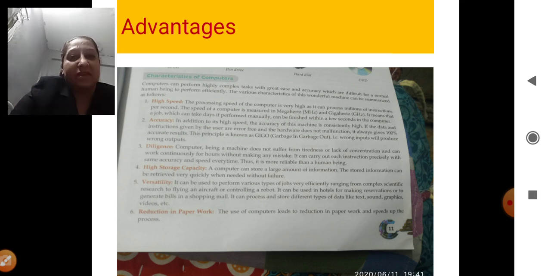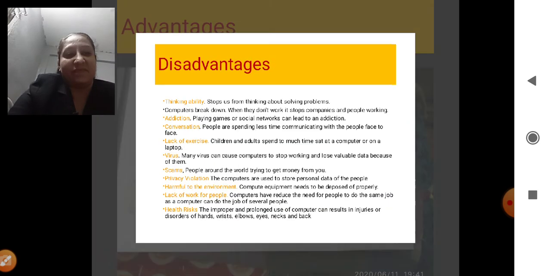The last point is reduction in the paperwork. Of course, a thumb-size microchip, what we call an SD card, can store a lot more than what our bulky brain can store. So there is of course a lot of paper reduction. This textbook which we are teaching, comprising 200-plus pages, the same 200-plus page textbook can be converted into a thumb-size SD card. So there is a lot of reduction in the paperwork due to computers.